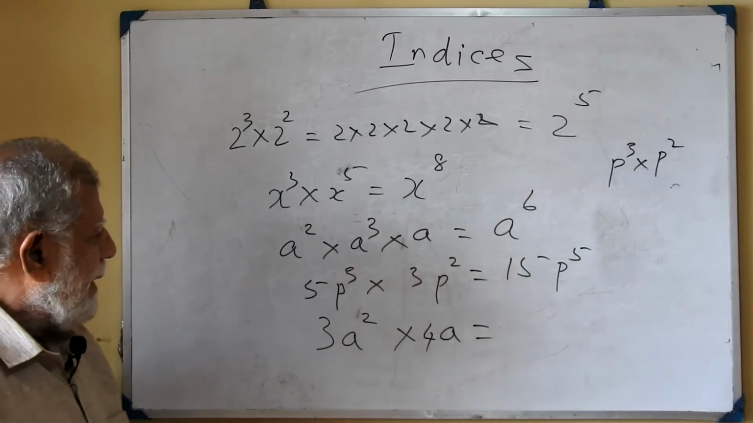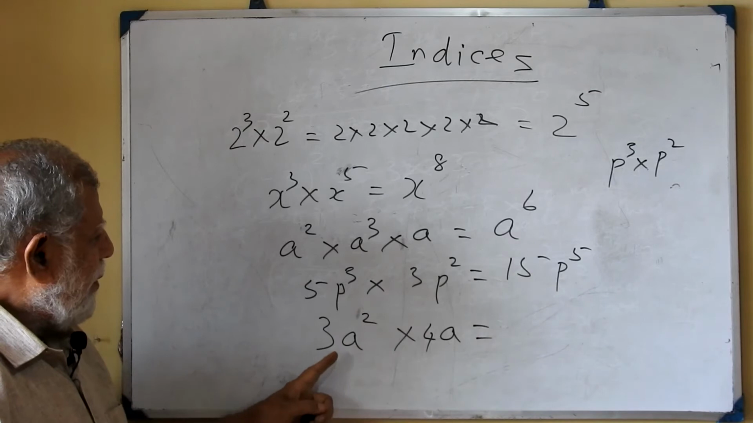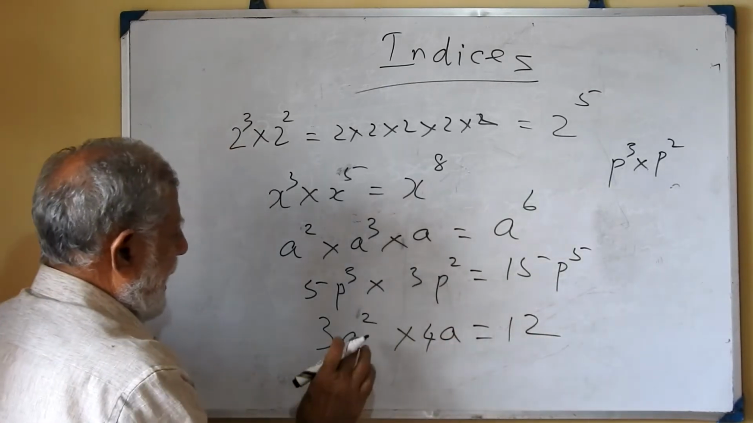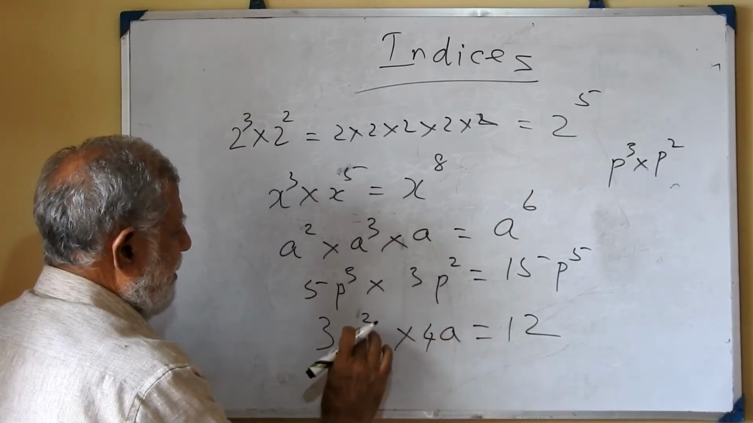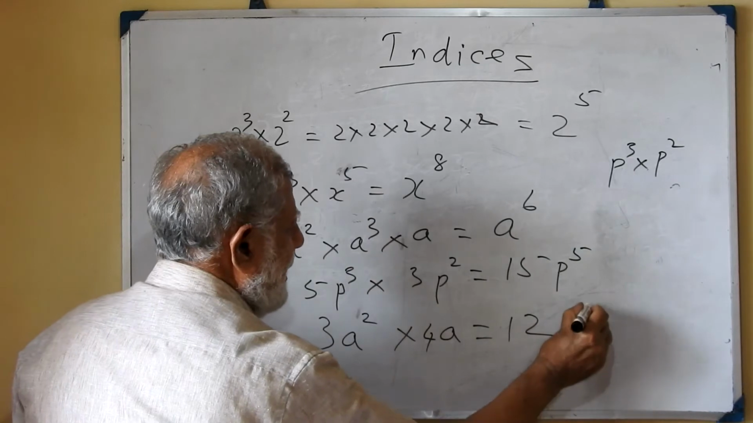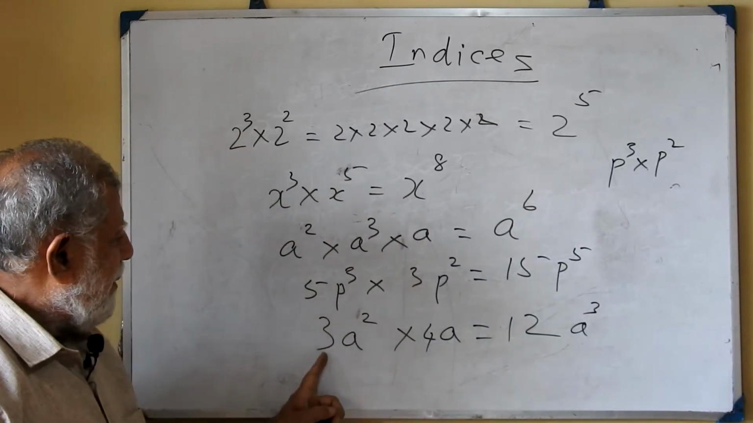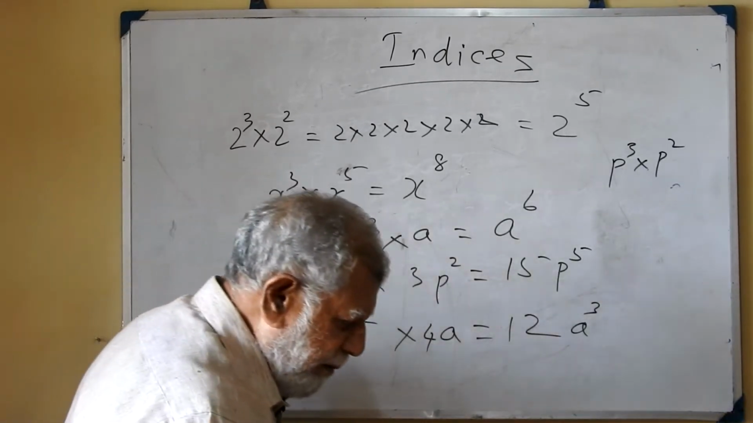3a squared into 4a. Now here the coefficients 3 and 4, you have to multiply, make it as 12. Then a squared into a. Now we know that there is 1 here. So a squared into a, we add the powers 2 and 1, 3. So a to the power of 3. So when you multiply 3a squared and 4a, it is coming to 3 fours are 12, a to the power of 3. We'll take one more example.